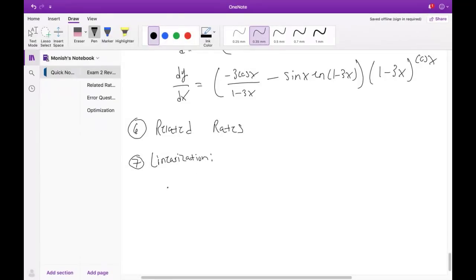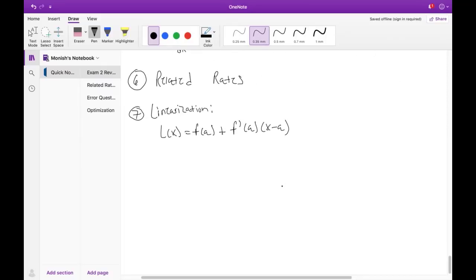Okay, so the formula for linearization is L of x is equal to f of a plus the derivative at a times x minus a. And the purpose of this is for us to approximate values that we don't know. So like we know that the square root of 4 is 2, but we don't know what the square root of 4.1 is. So this helps us do that.